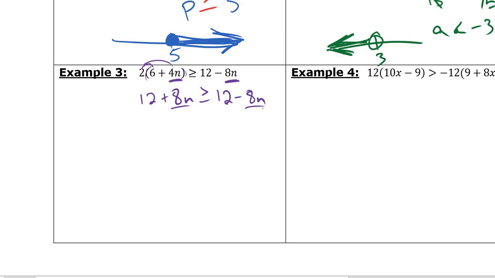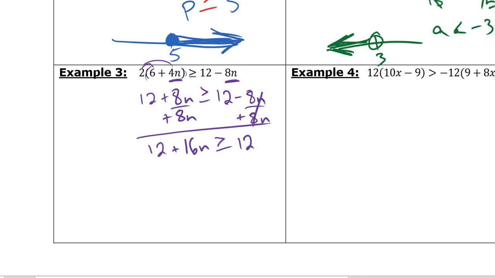Now I'm going to combine these 2 n's. I could bring this over here or this here. To get rid of that negative, I'm going to go ahead and bring it to the other side. Plus 8n. 12 plus 8n is greater than or equal to, well, 8 plus 8 would give us 16n. Is greater than or equal to 12.